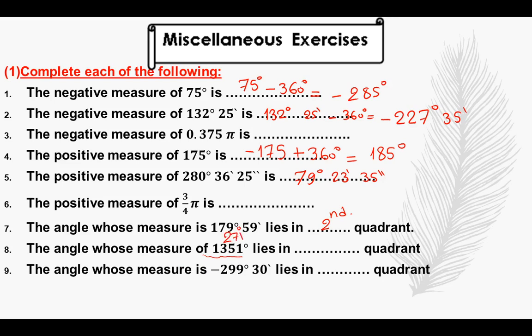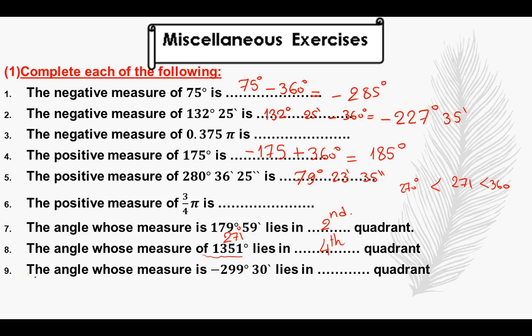Is this angle bigger than 180 and smaller than 270? No. This angle is greater than 270 and smaller than 360. Okay, 271 is bigger than 270 and smaller than 360. So this angle lies in the fourth quadrant. Very good.